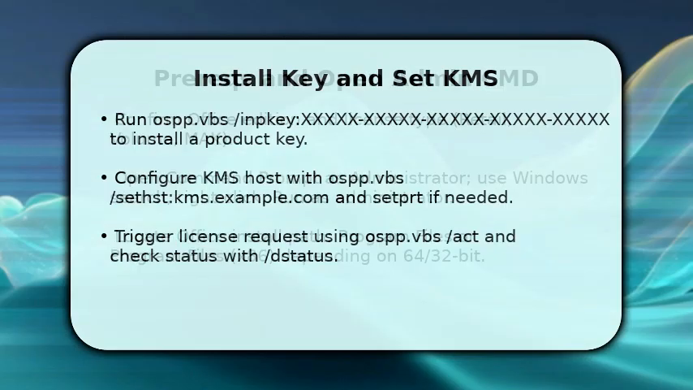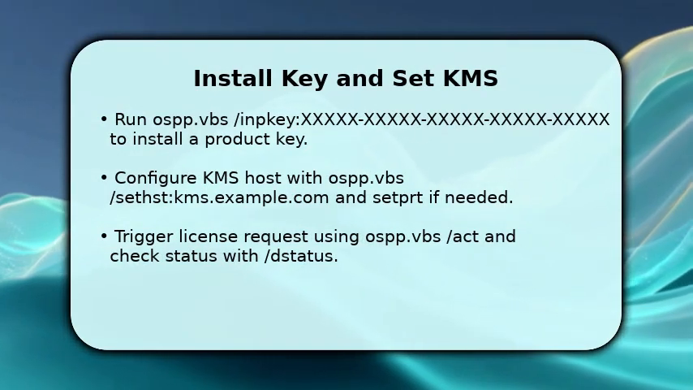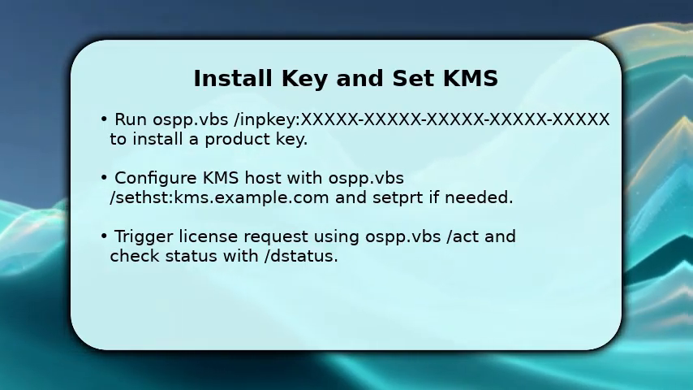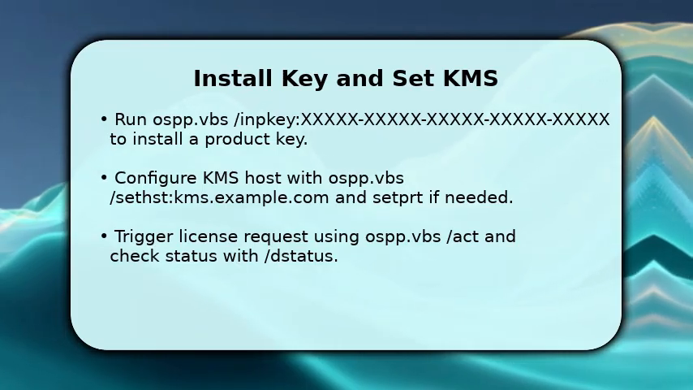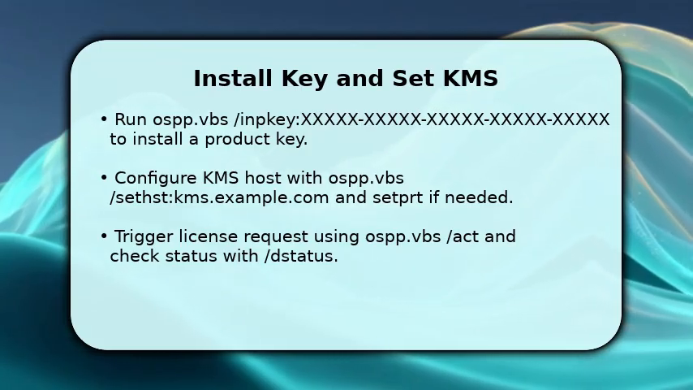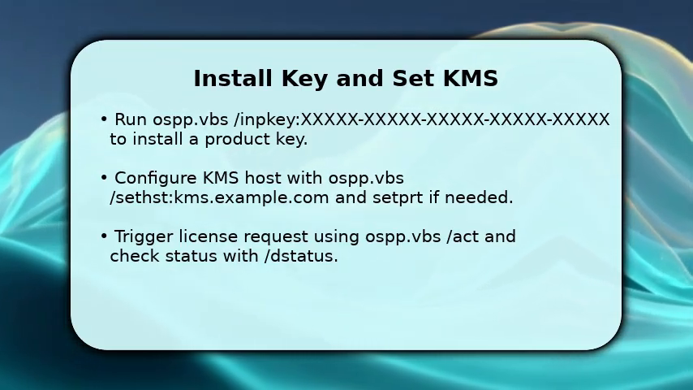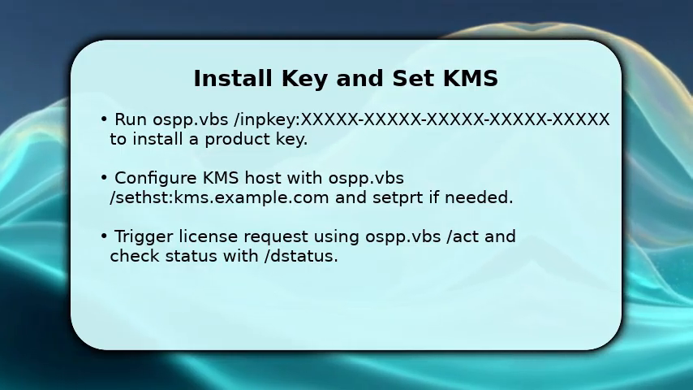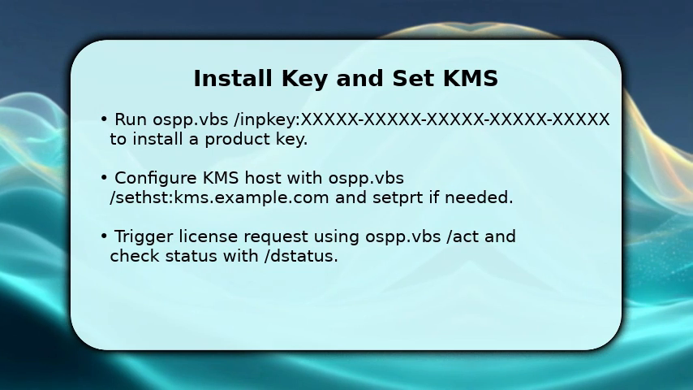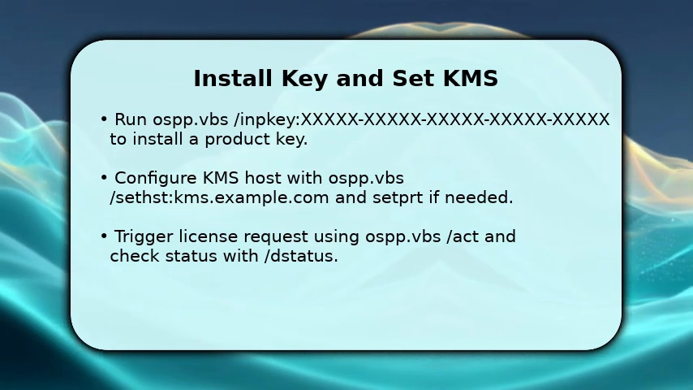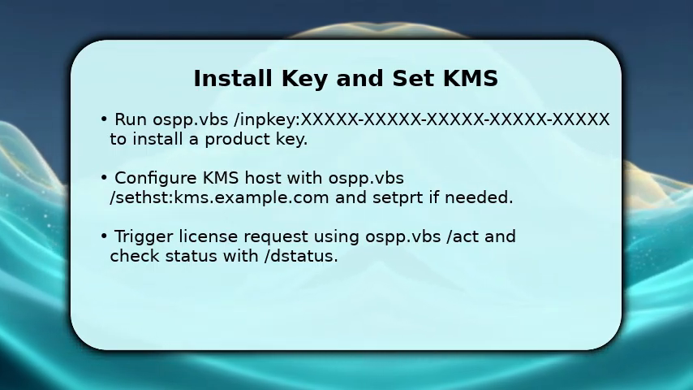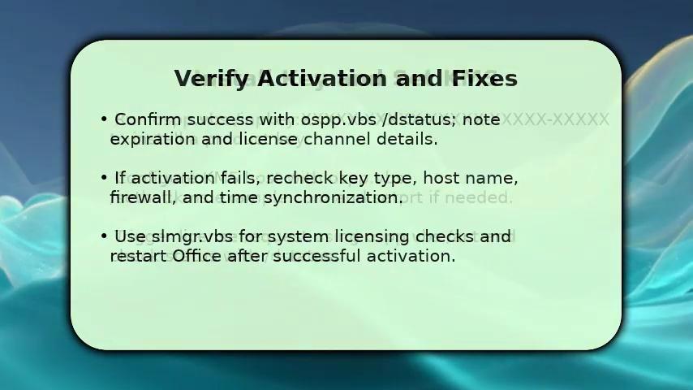You now install the product key and point Office to the activation service. First run OSPP.VBS with the /inpkey parameter to add your key so Office recognizes it. Next, set the KMS host using /sethst:KMS-name or specify a port with /setprt if your environment requires it. This tells Office where to validate. Once configured, trigger activation using /act. Make sure to run each command from the install folder so the OSPP.VBS script executes against the correct Office instance. You finish by verifying activation status and applying one key troubleshooting tip.